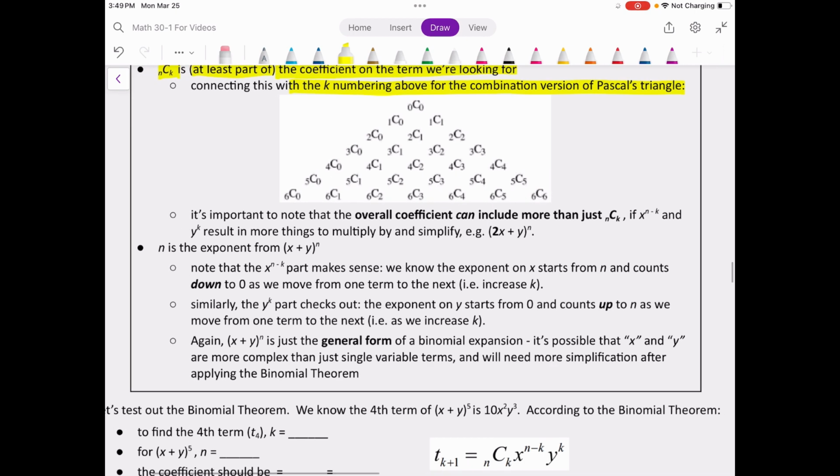So again, it is important to note that the overall coefficient can include more than just n choose k if x to the n minus k and y to the k result in more things to multiply by and simplify, right?